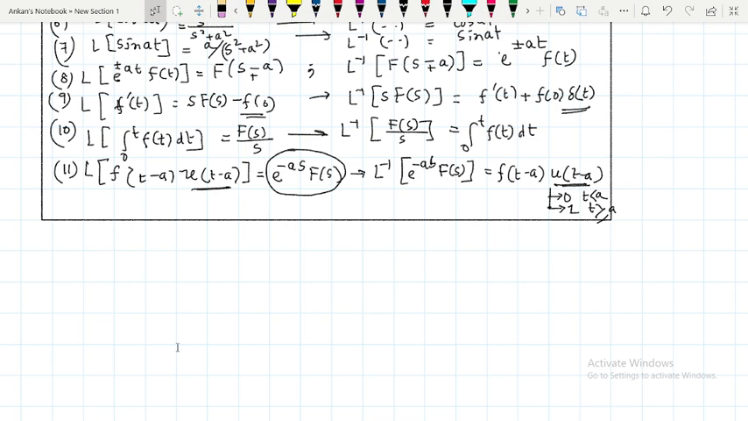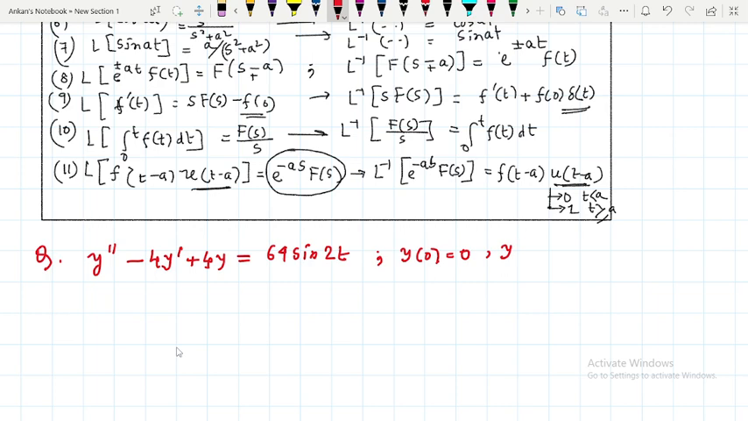Okay, suppose the problem is y double prime minus 4y prime plus 4y is 64 sine 2t, and the initial conditions are y at 0 is 0 and y prime at 0 is minus 1.